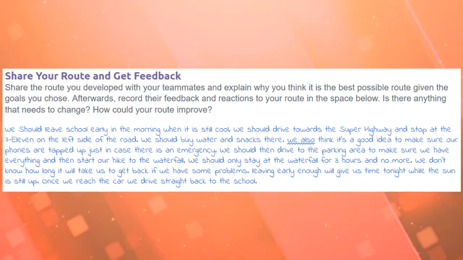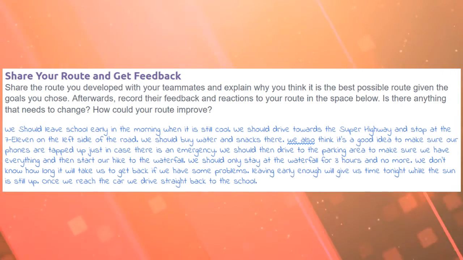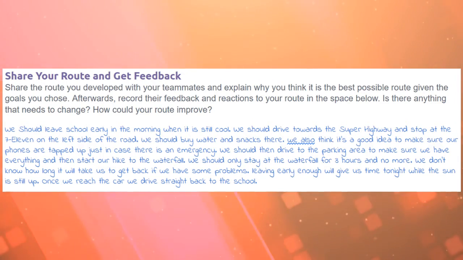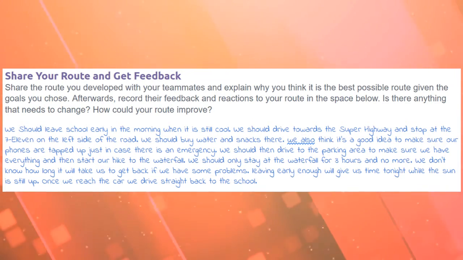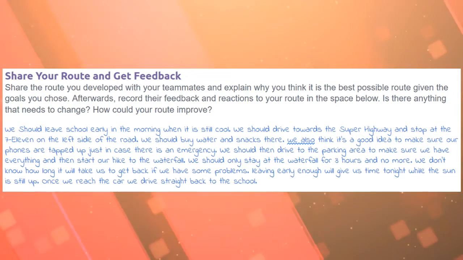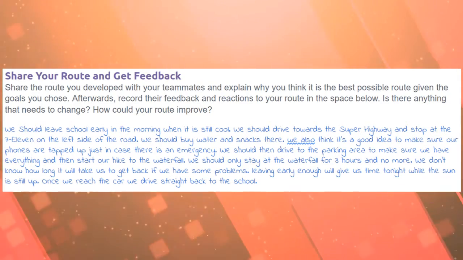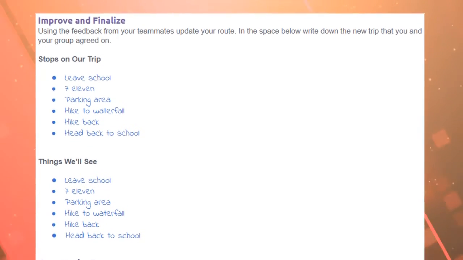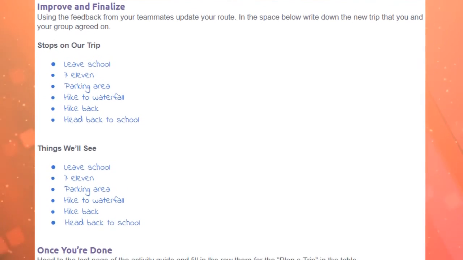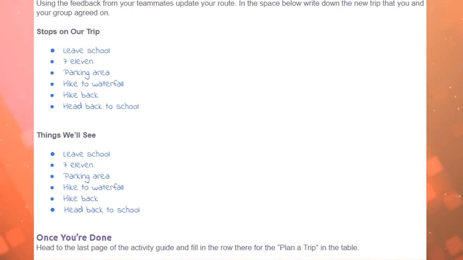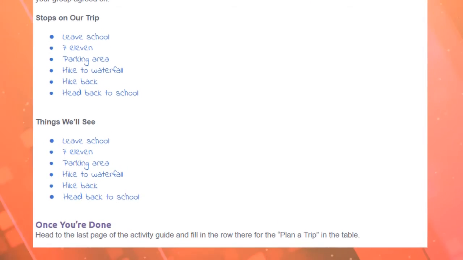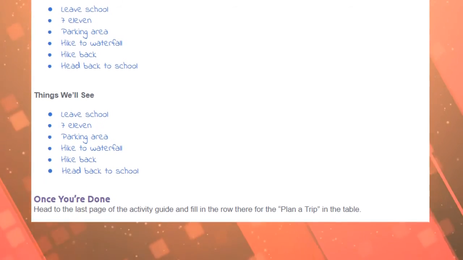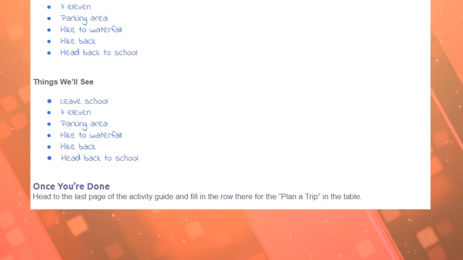Next, share the route and get feedback. Share the route you developed with your teammates and explain why you think it's the best possible route given the goals you chose. Afterwards, record their feedback and reactions to your route in the space below. Is there anything that needs to change? How could your route improve? Finally, improve and finalize. Using the feedback from your teammates, update your route. In the space below, write down the new trip that you and your group agreed upon. Include the stops on your trip and the things you'll see. Once you're done, head to the last page of the activity guide and fill in the row there for the plan a trip in the table.